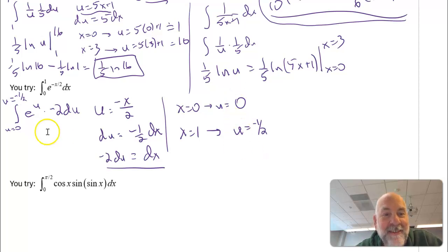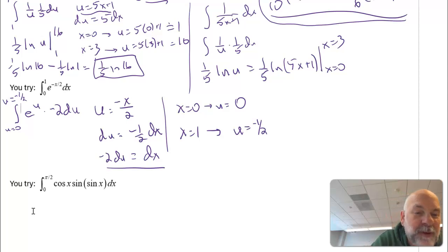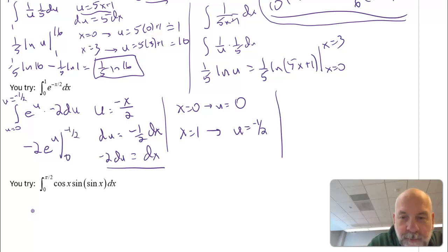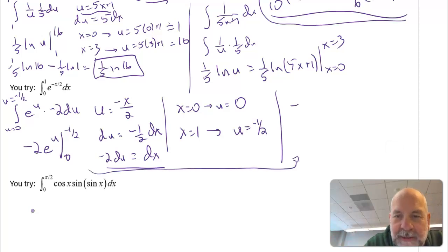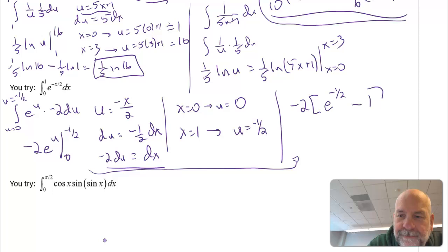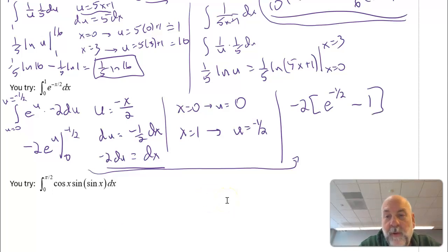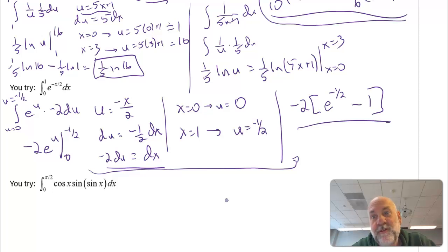Like, this is x equals 0 to x equals 1, and now the new integral is U equals 0 to U equals negative 1/2. All right, and so the antiderivative, just bring the negative 2 in front, is negative 2 e to the u, evaluated from 0 to negative 1/2. And now plug the numbers in. So it's negative 2 times e to the negative 1/2, plug in negative 1/2, and then plug in 0 minus e to the 0, which is just 1. And you can distribute that if you want to, or I'll just leave it like that. Yep, that's the answer on this one.